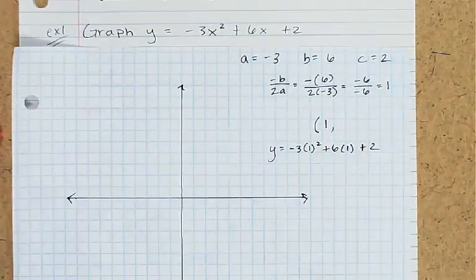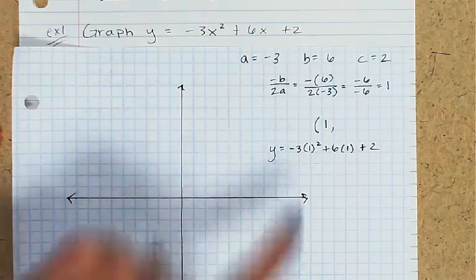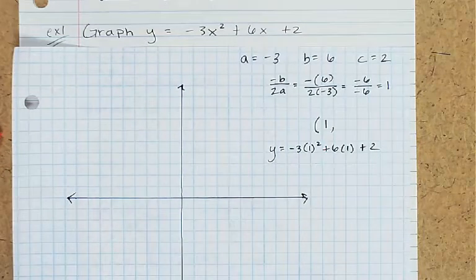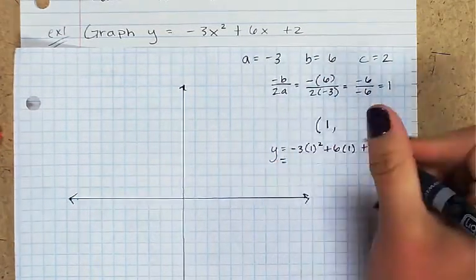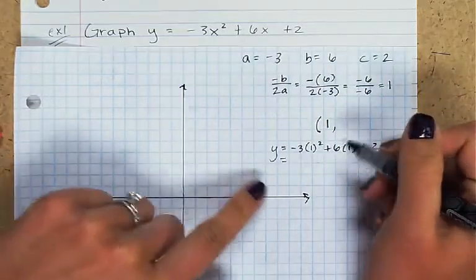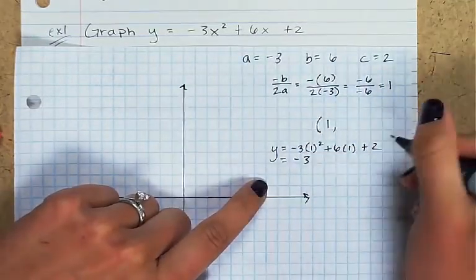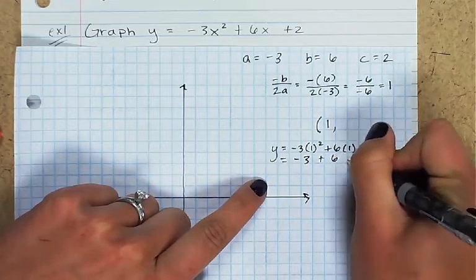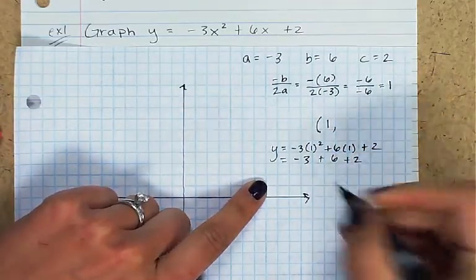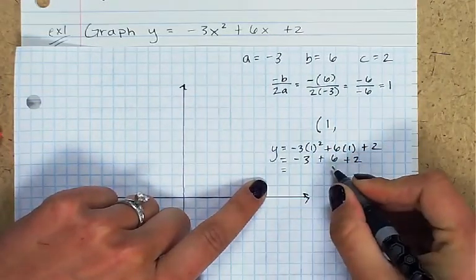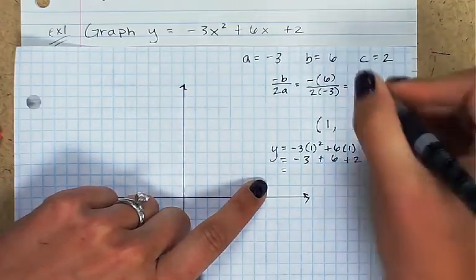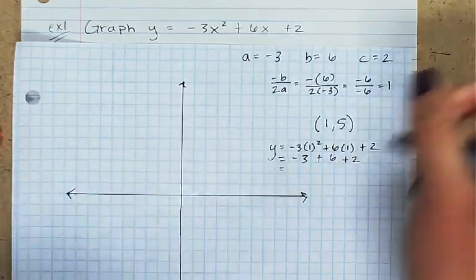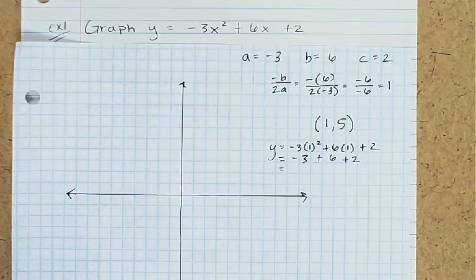If you struggle with the order of operations, I would say just plug this in your calculator exactly the way it looks. We'll go ahead and evaluate though. 1 squared is 1, so negative 3 times 1 is negative 3. 6 times 1 is 6, plus 2. So negative 3 plus 6 is positive 3, plus 2 is 5. So the y-coordinate that goes with that x there is 5.